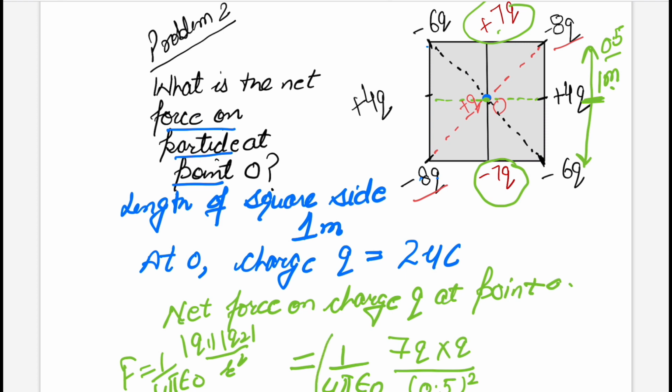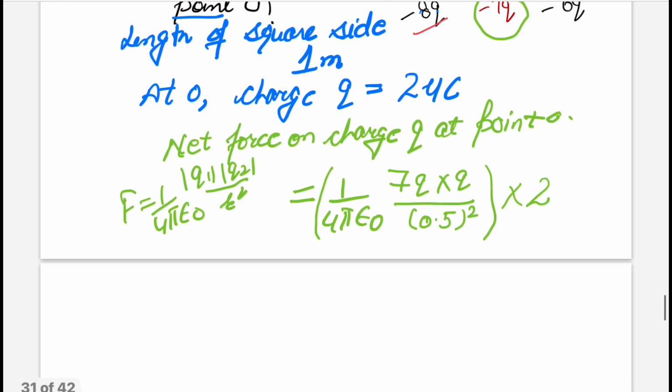It does not matter whether the charge is plus 7q or minus 7q, so we can directly multiply this particular thing by 2. On simplification, when you further simplify the equation, you will get it equal to, come on, pick up your calculator, solve it. This is 2.016 Newton, right? Newton is the unit of force.